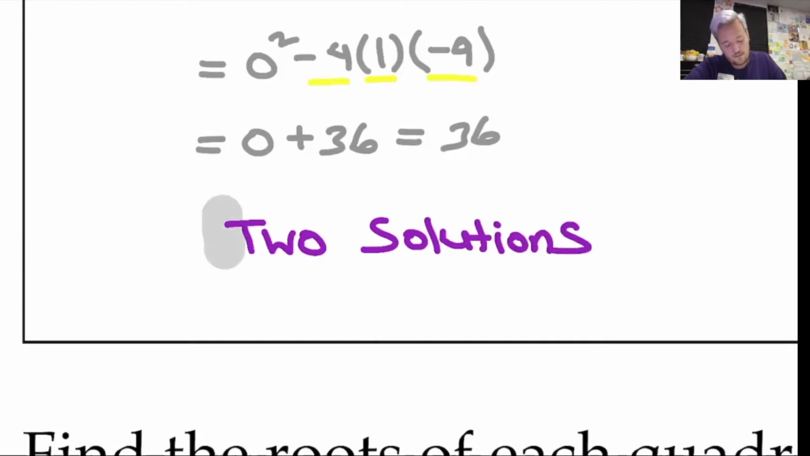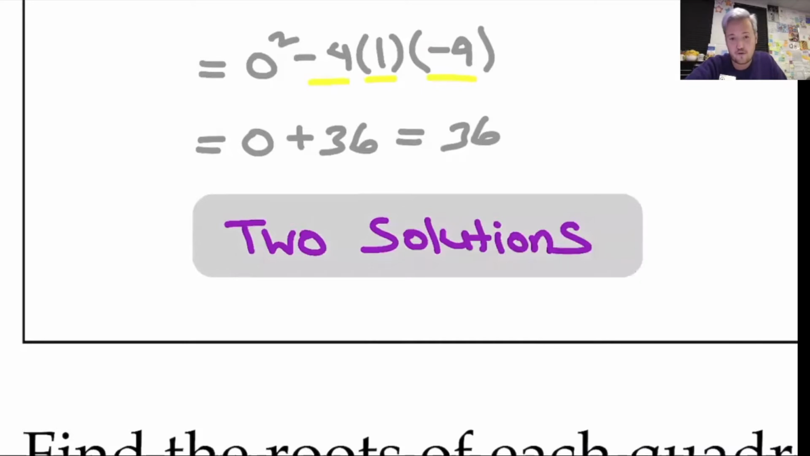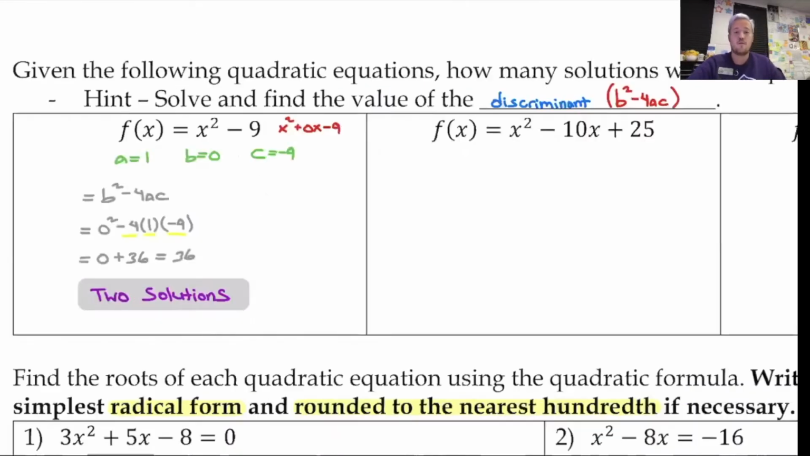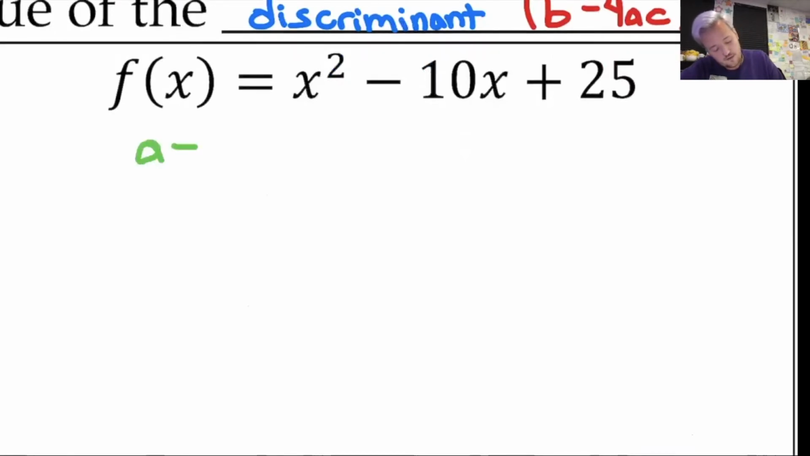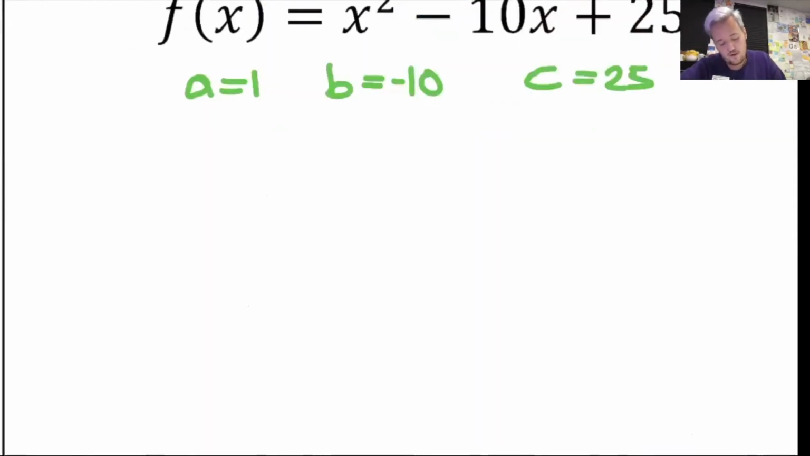So some of your problems are just going to require you to identify how many solutions you have. All right, so looking at this next one, we're going to do the same idea. So we're identifying the a, b, and c values first. So we have an a value of 1, a b value of negative 10, and a c value of 25. So once again, start with your discriminant.